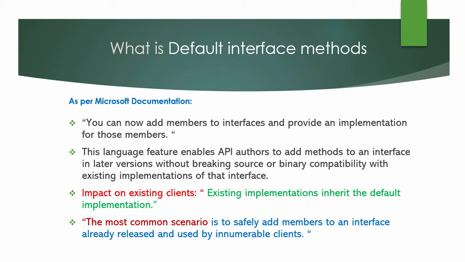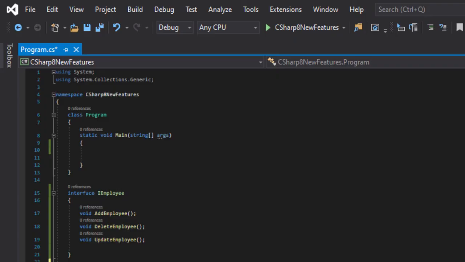Now let us try to understand this in the Visual Studio. To explain this new feature, I have created one console application in the Visual Studio. Namespace is C# 8 new features. In this namespace, I have created one interface called iEmployee. It contains 3 methods: add employee, delete employee and update employee. These are all method signatures. This does not contain any concrete implementation or the default implementation.